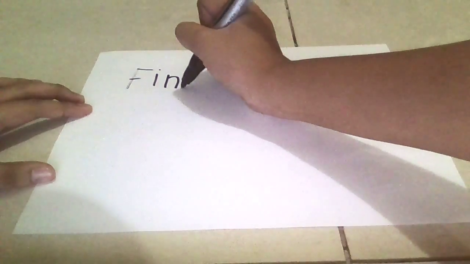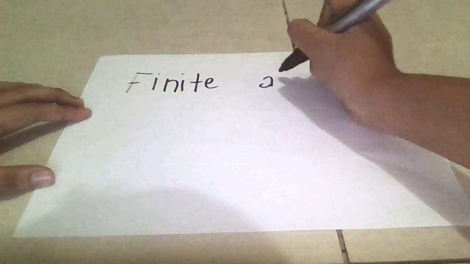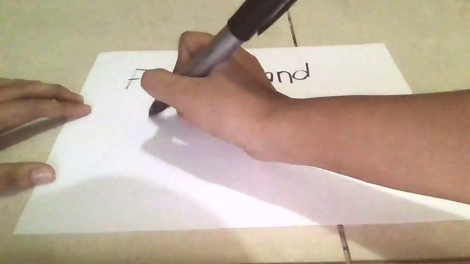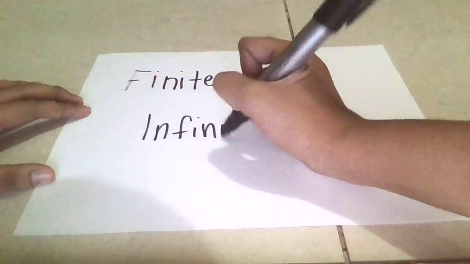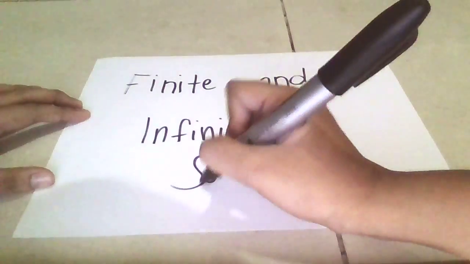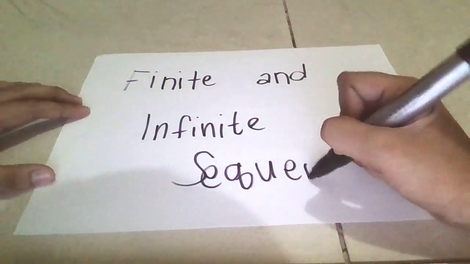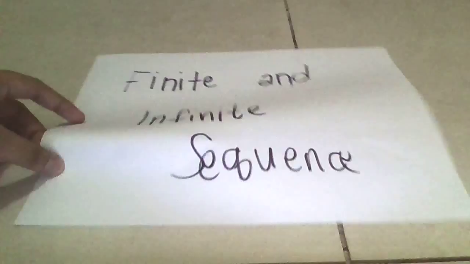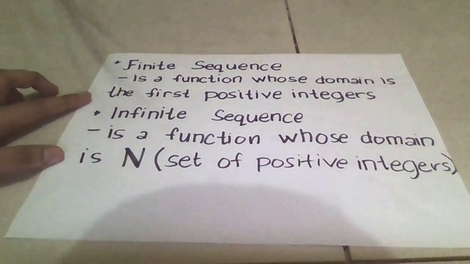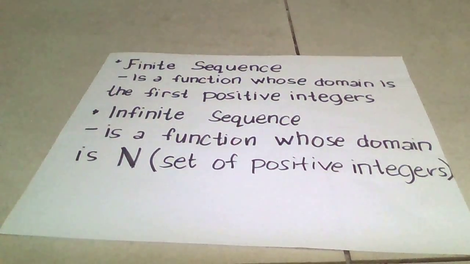Next is the finite and infinite sequence. A finite sequence is a function whose domain is the first n positive integers, while an infinite sequence is a function whose domain is the set of positive integers.